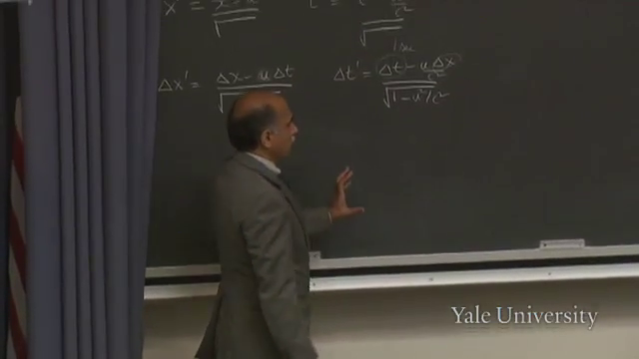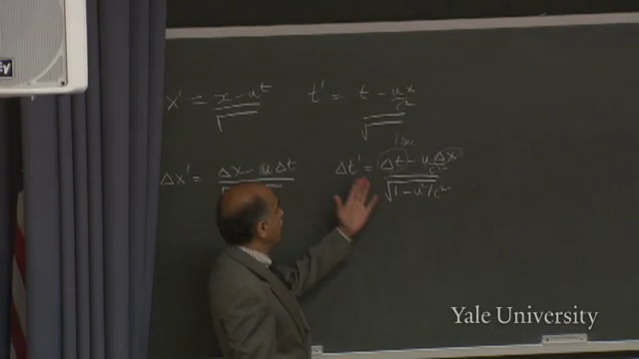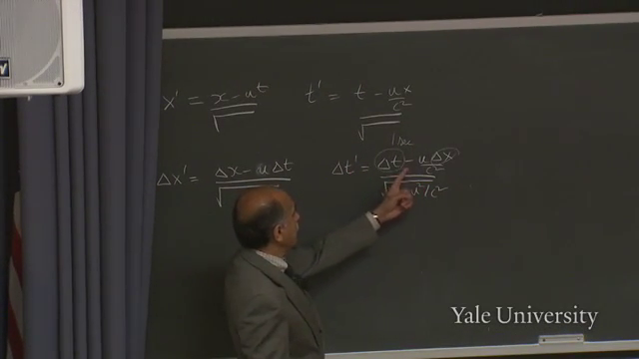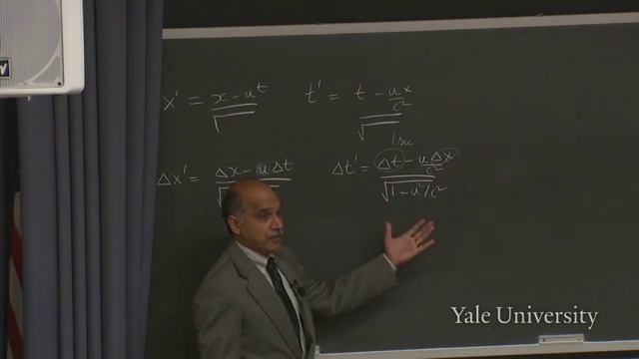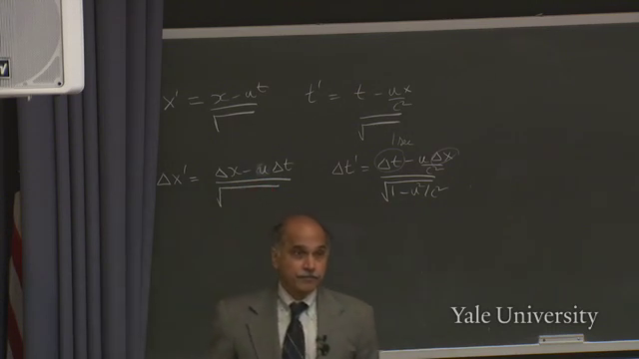And it's easy to see from the same equations that if you replace the primed and unprimed ones, simply change u to minus u, nothing changes. The clock that you think is at rest with respect to you will look slow to me.